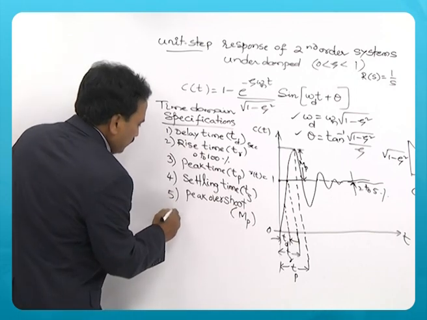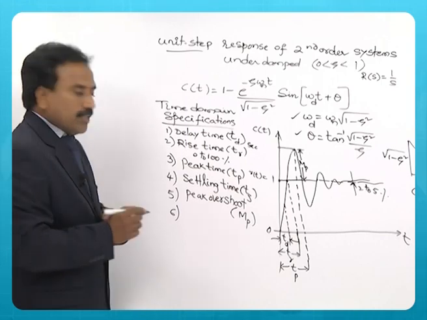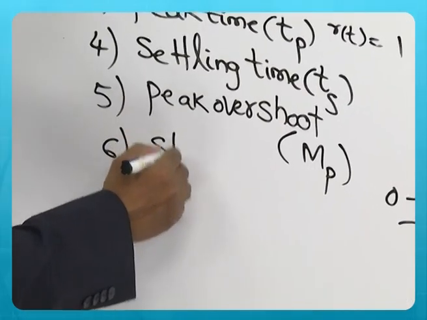Now, the last term that comes in the steady state part of the time response is called steady state error.